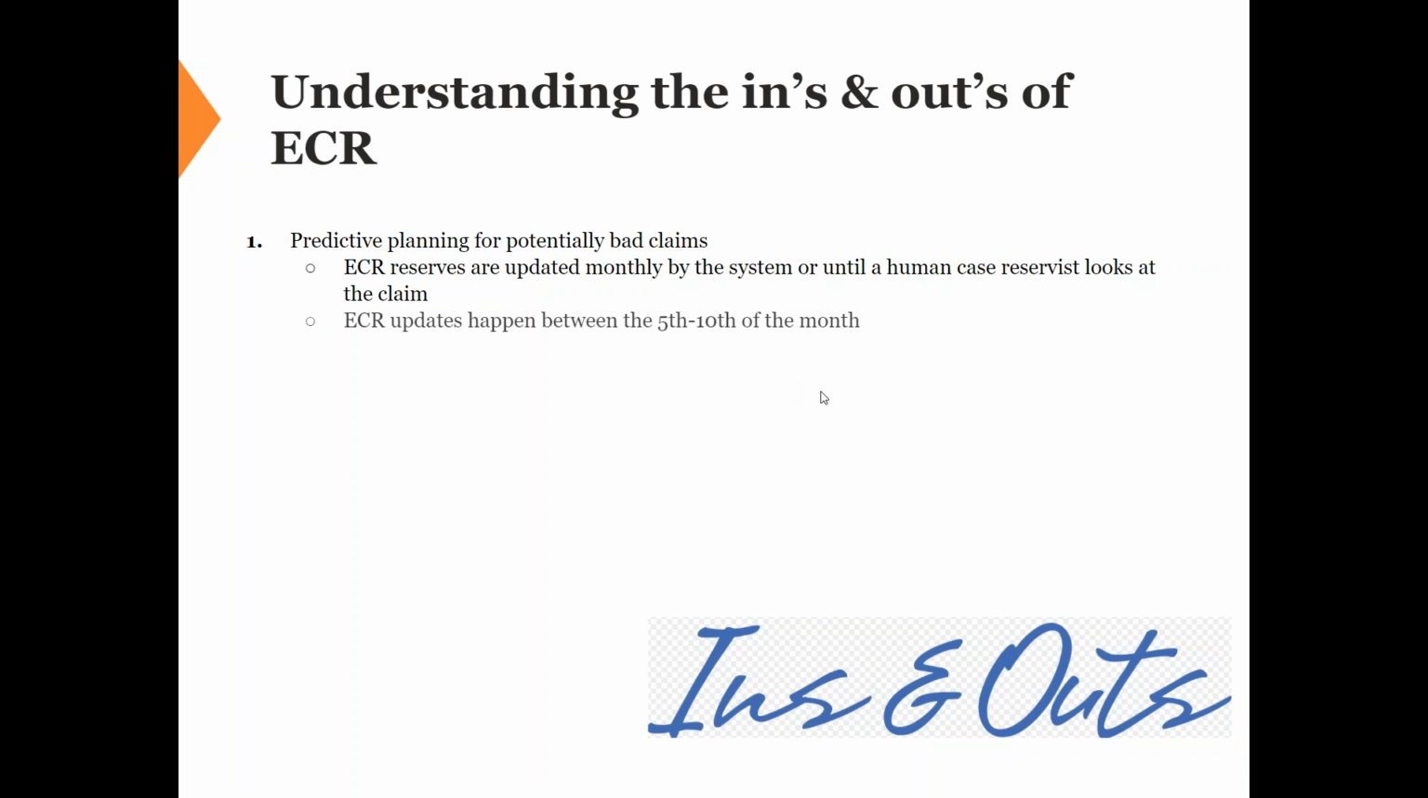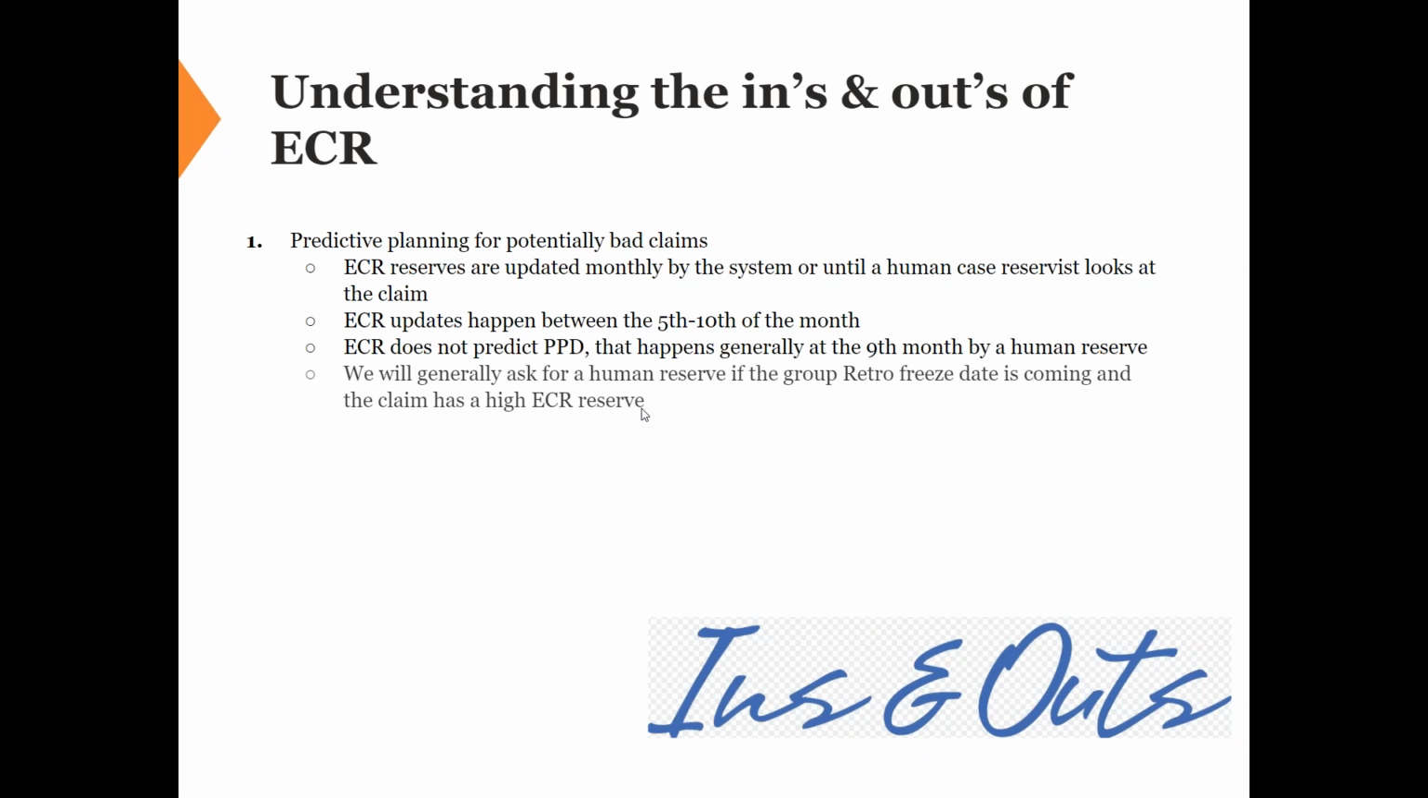So that's important. ECR updates happen between the 5th and the 10th of the month. And again, in June, they didn't happen until the 13th. So the department said the 5th and the 10th, but we have seen a little bit later. ECR does not predict PPD. So that's an interesting thing on the claim. It will not tell you if there is likely to be a permanent impairment award. That generally happens at 9 months by the human reserve.